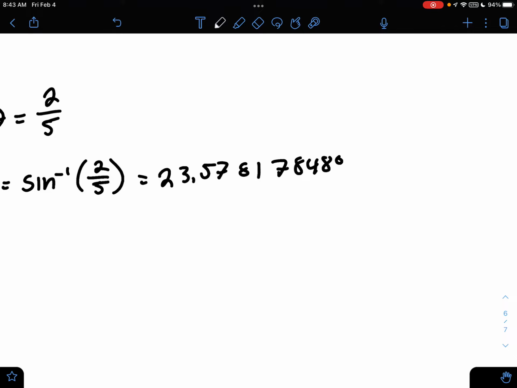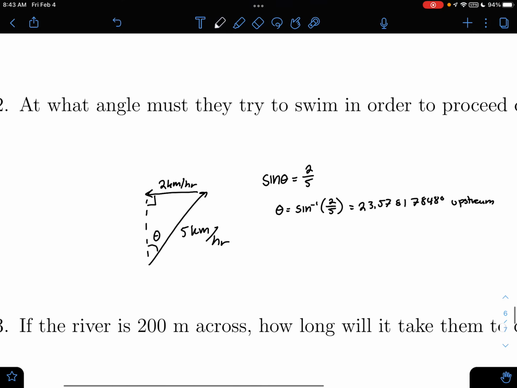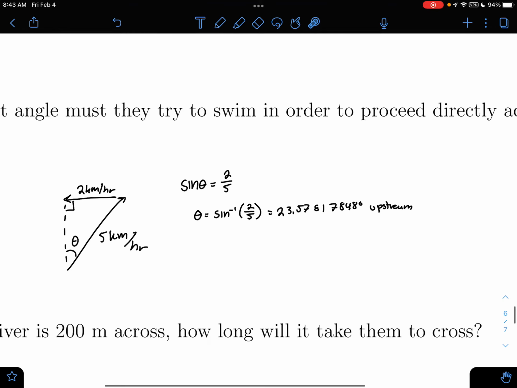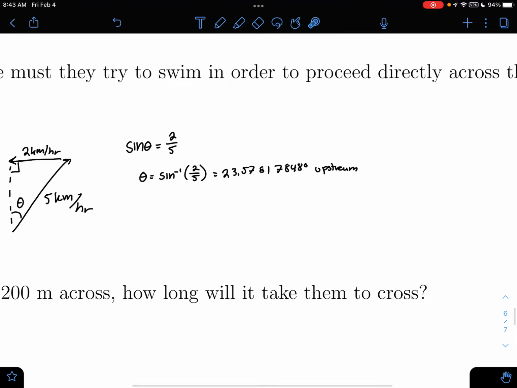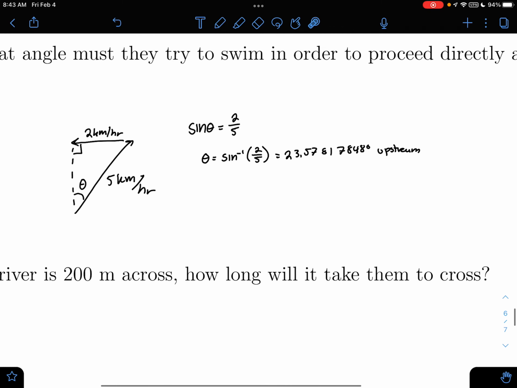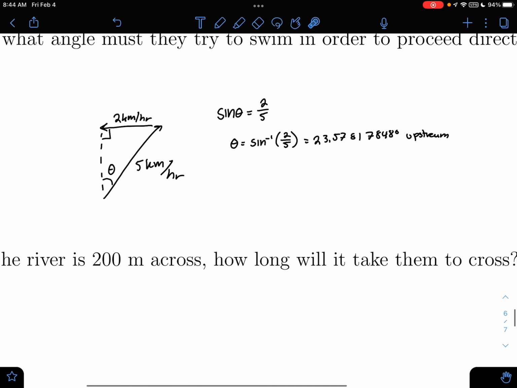23.578178848 degrees upstream. Because again, we said since this is downstream, that's going to be upstream. So we're angling that far upstream, and that's going to let us go straight across, because we add these two vectors together, that's going to leave us with just that way.